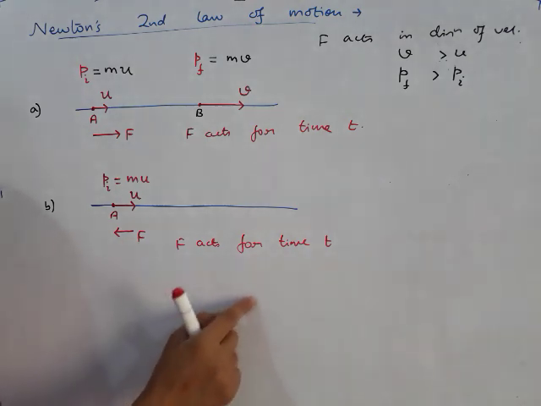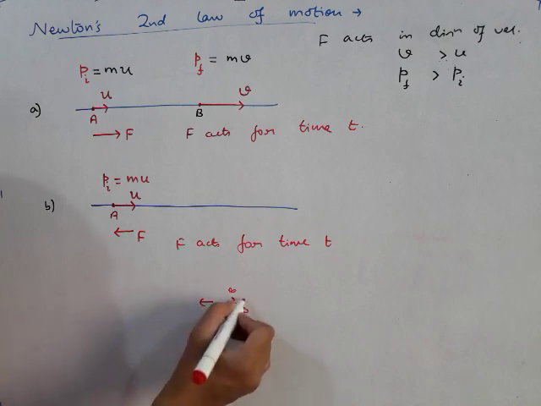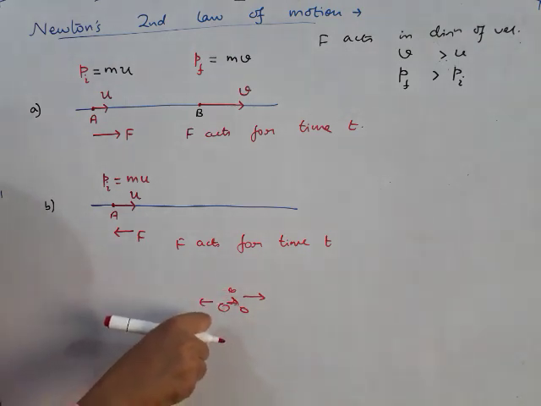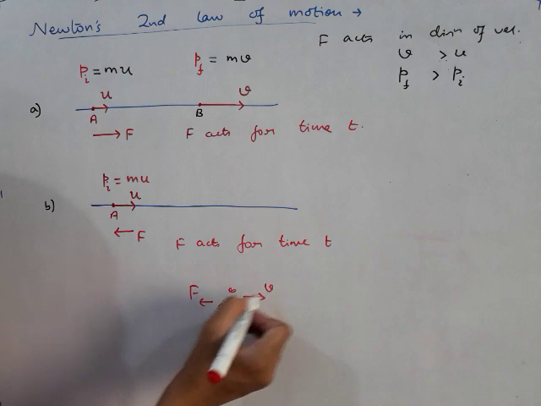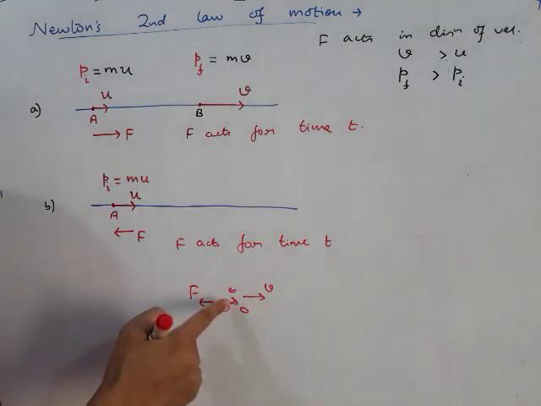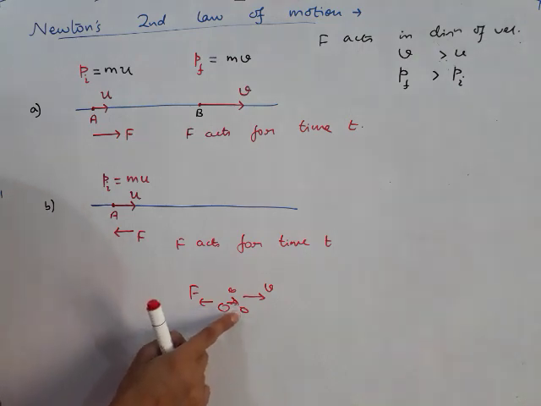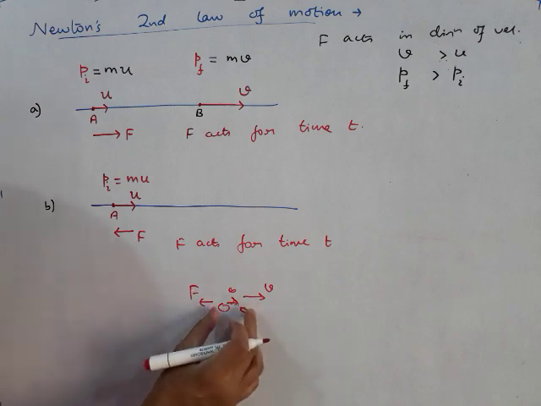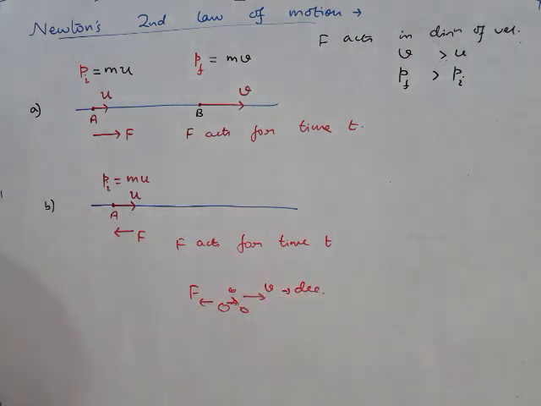Now imagine that your friend is riding a bicycle in the right direction, and you hold his carrier and pull it towards left. So this is the direction of force and this is the direction of velocity. He was earlier moving with constant speed, suppose v. Then what would happen? Will the velocity increase or will it decrease? Since the force is opposite to the direction of motion, you will find that the velocity goes on decreasing. So velocity will decrease.